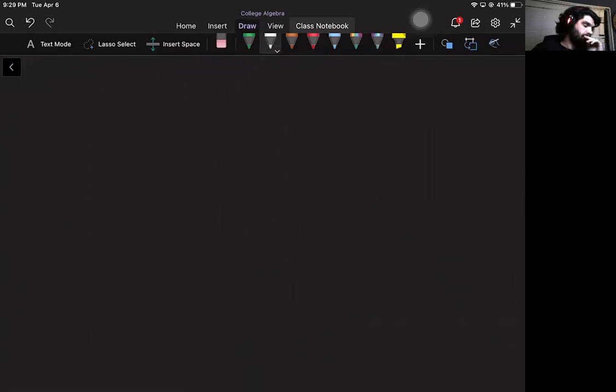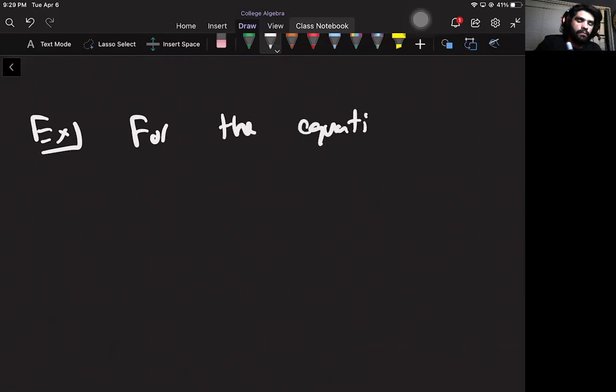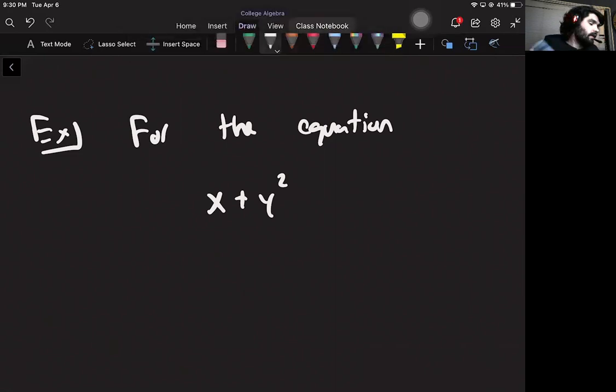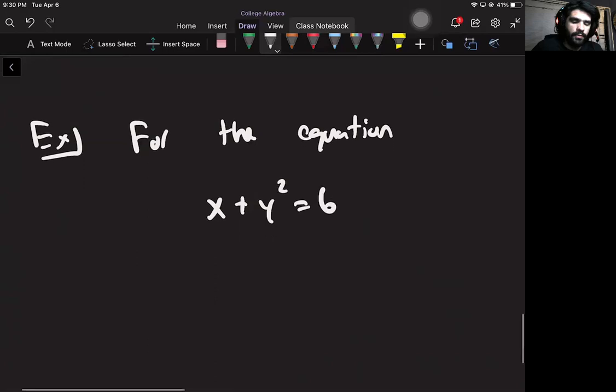Okay. Let's see a different equation example. So for the equation, something a little bit fancier, x plus y squared. Apparently I'm ready to rent a book from the library. Okay. Sorry that popped up. Okay. For the equation x plus y squared equals 6, we get different relationships between x and y.